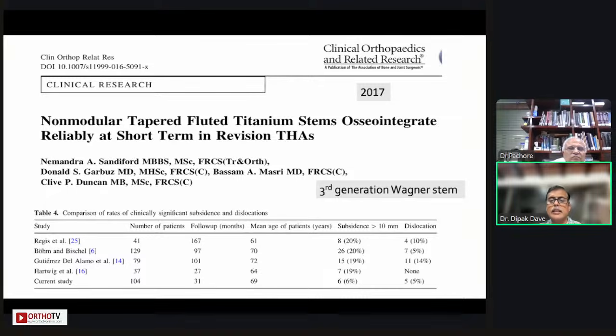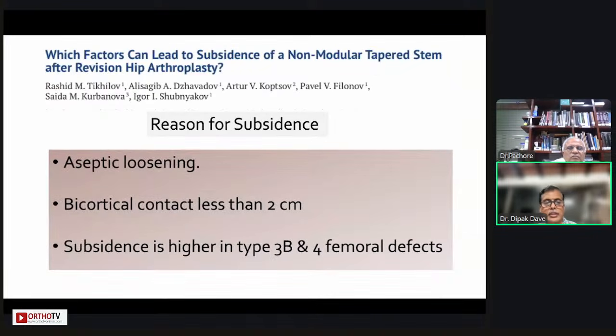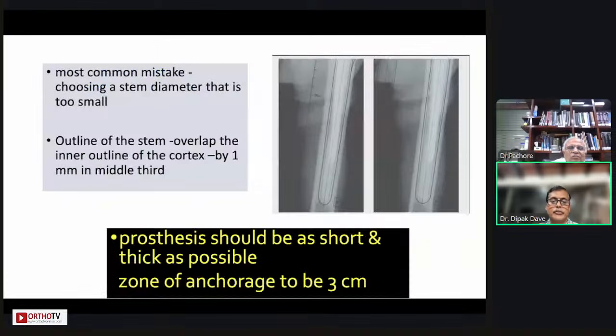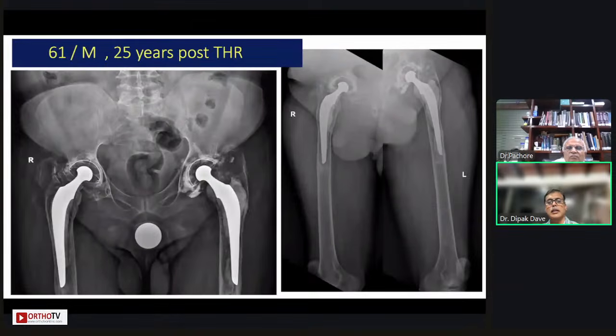If the right sizing is done, the chance of subsidence is very, very low, and particularly these third generation Wagner stems are excellent. The reasons for subsidence are aseptic loosening and bicortical contact of less than 2 centimeters, particularly higher in type 3B and 4 femoral defects. So you have to select the right size of the right implant.